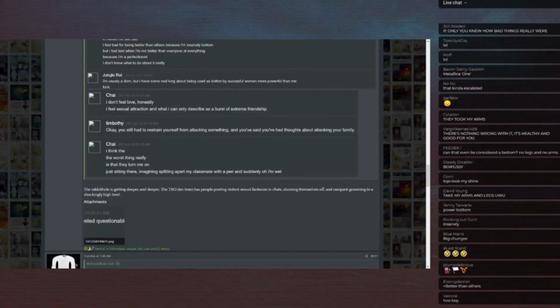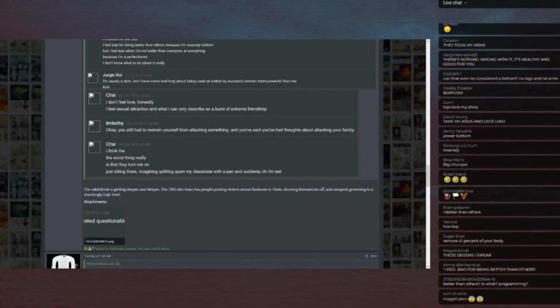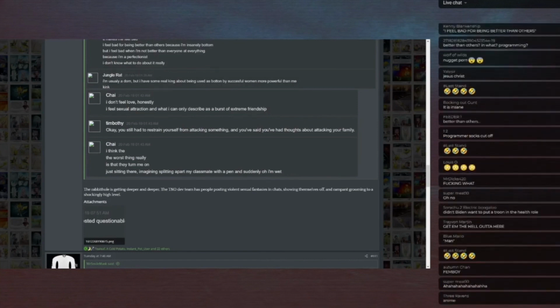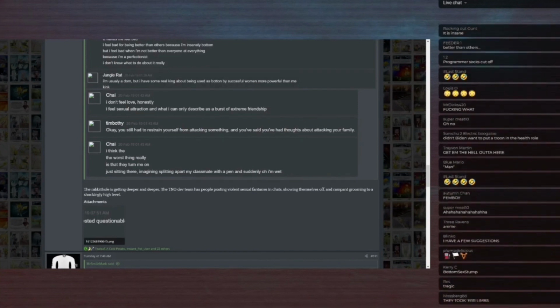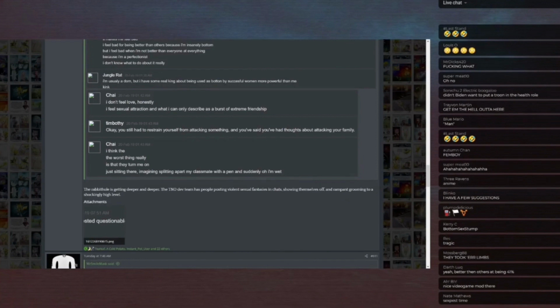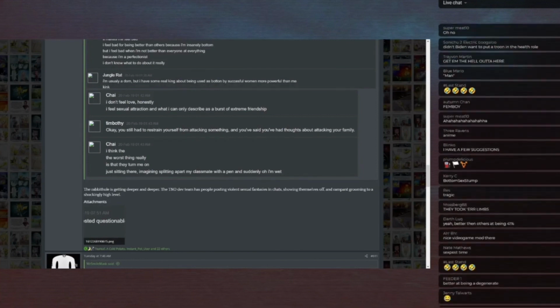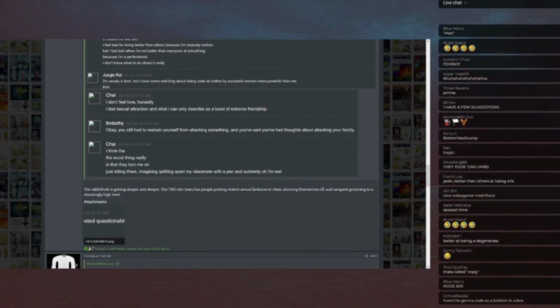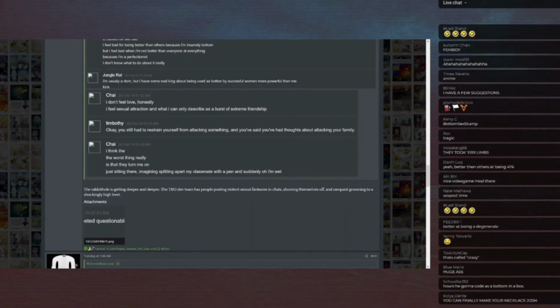This guy's a psychopath. Someone should check his fucking basement for sex stumps. So, okay, you still had to restrain yourself from attacking something and you said you've had thoughts about attacking your family. I think the worst thing really is that they turned me on just sitting there imagining splitting apart my classmate with a pen and suddenly I'm wet.